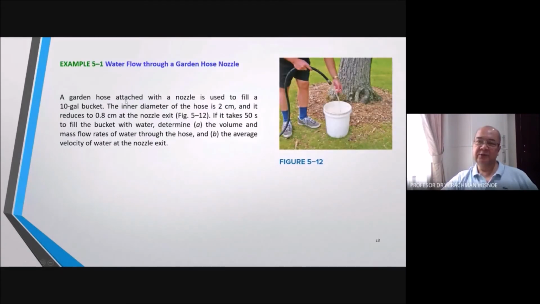A garden hose attached with a nozzle is used to fill a 10-gallon bucket. The inner diameter of the hose is 2 centimeters, and it reduces to 0.8 centimeter at the nozzle exit. If it takes 50 seconds to fill the bucket with water, determine: A, the volume and mass flow rate of water through the hose; B, the average velocity of water at the nozzle exit.